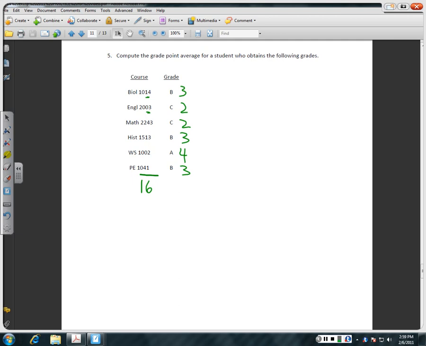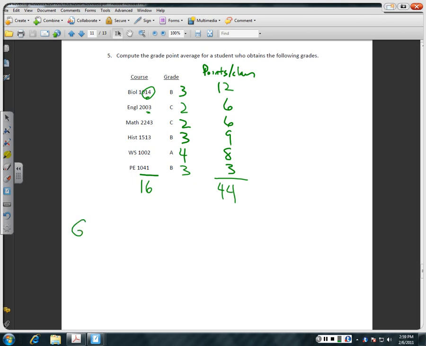But that doesn't mean you have an equal number of points from each class, because you have to weight it by the hours. So the points in a class are going to be the product of how many points you get for 1 hour times the number of hours. So 3 times 4 is 12. 2 times 3 is 6. 6, 9, 8, and 3. And that sums up to be 44.